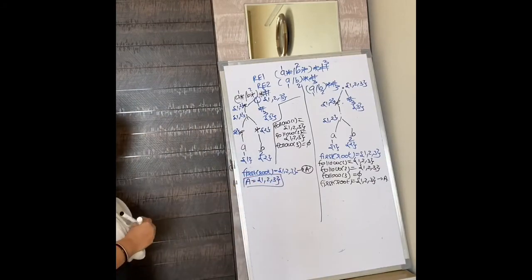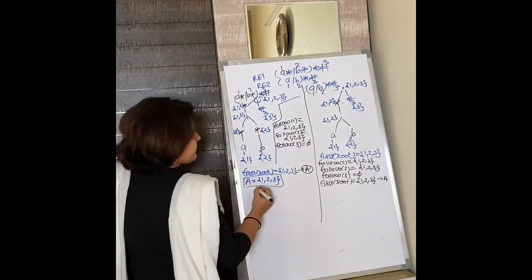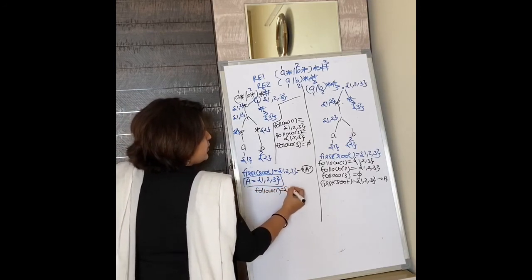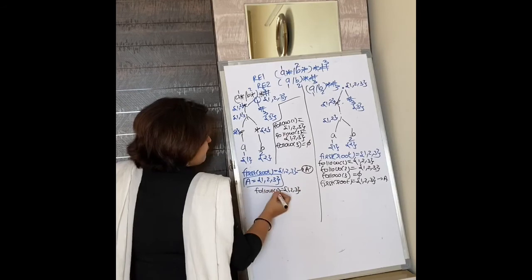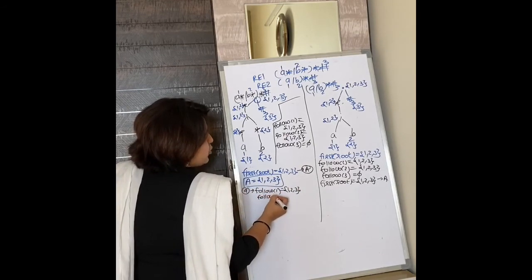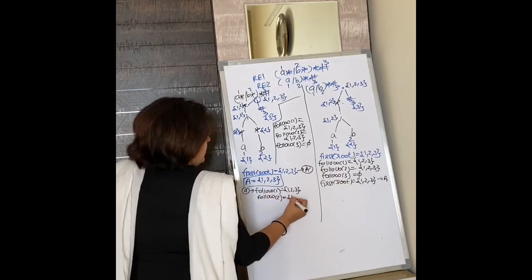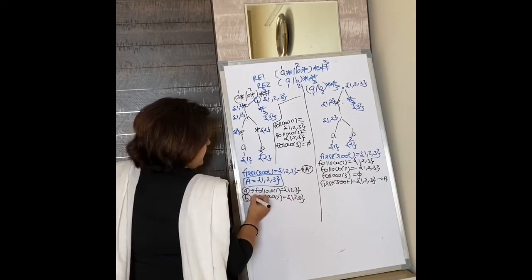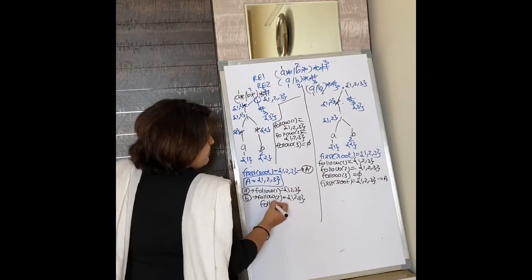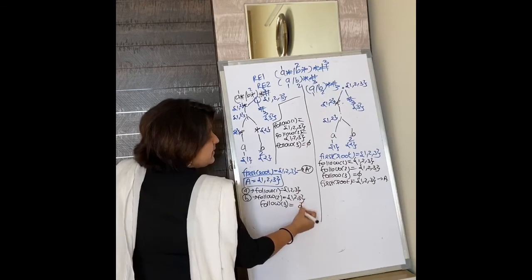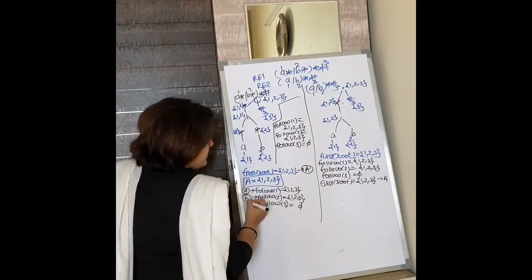Okay. So what we are going to do ahead? Follow of 1, which is 1, 2, 3. 1 means A. Follow of 2, again 1, 2, 3. This is B. And follow of 3 is null. This 3 means hash.